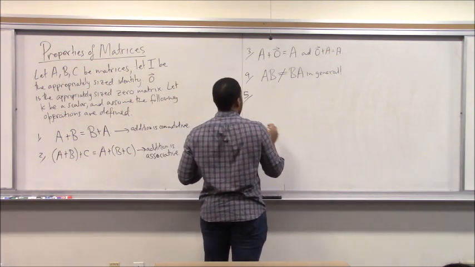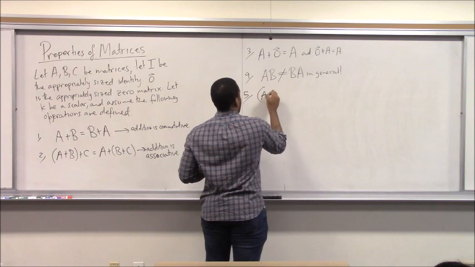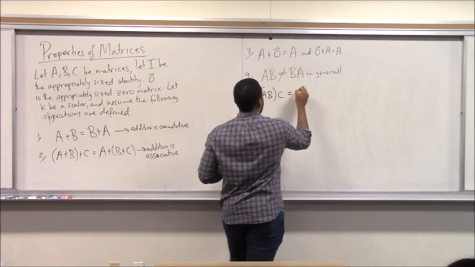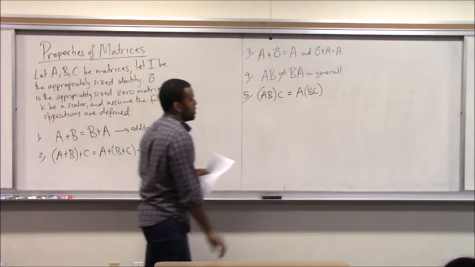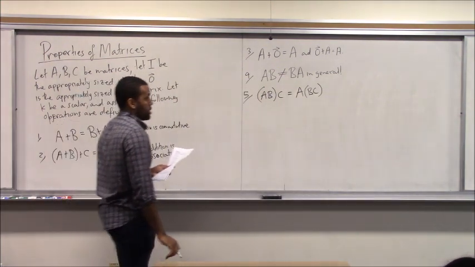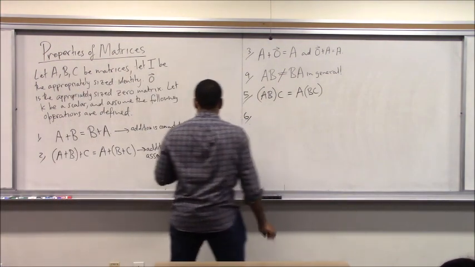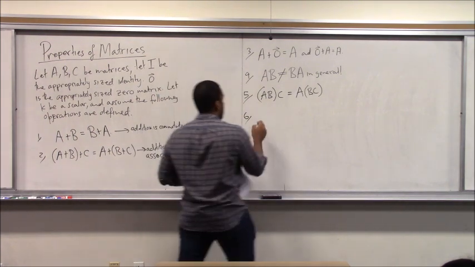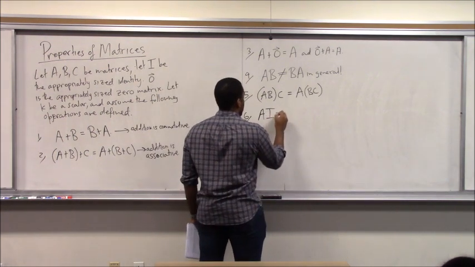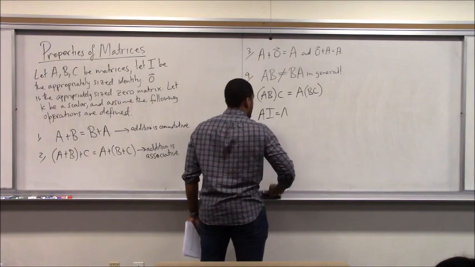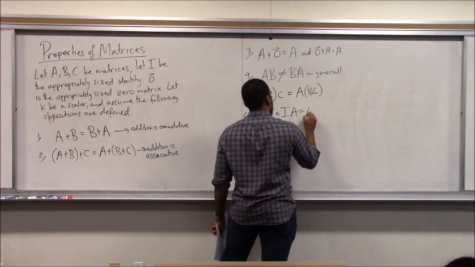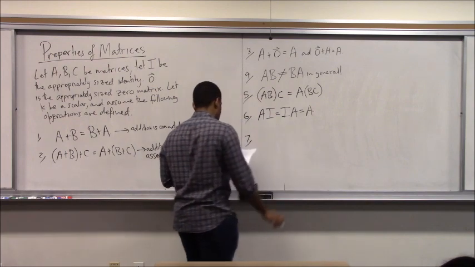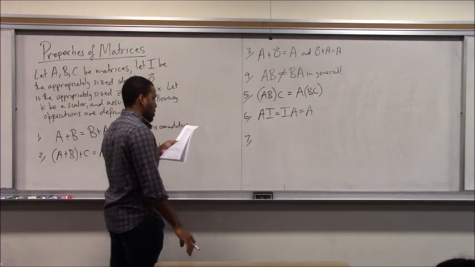It turns out multiplication is associative though. So if you want to multiply three matrices together, you multiply either two first, in line, and you'll get the same answer, 6. And this is a definition that I put before. AI is the same as IA, which is the same as A, 7. So multiplication is the one you have to look out for.